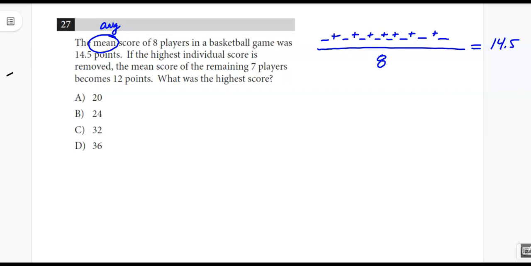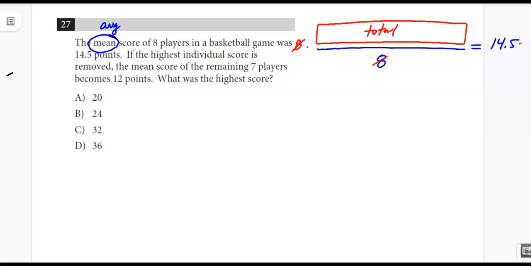So what you can do right now, I don't even know what these scores are, but I know what the total has to be. All right, if I just focus on the total, I can work backwards here. So the total of all 8 people divided by 8 gives me an answer of 14.5. So to find that total, I'm going to multiply both sides by 8, and I find out that the total score was, what's that, 80, 32 is 112 plus 4, 116. So my total is going to be 116. All right, so that's what all 8 people added up to. And if you do the math and check it out, it should come out to be 14.5.